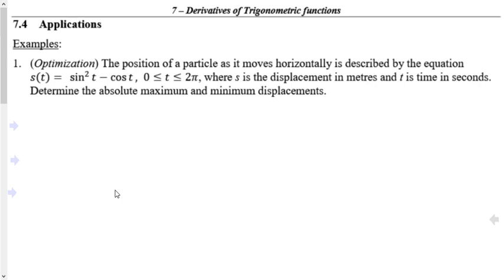We're going to look at 4 examples. The first 2 will be optimization questions, which are where we're looking for minimum and maximum values, and the last 2 will be related rates questions. So let's look at question number 1.